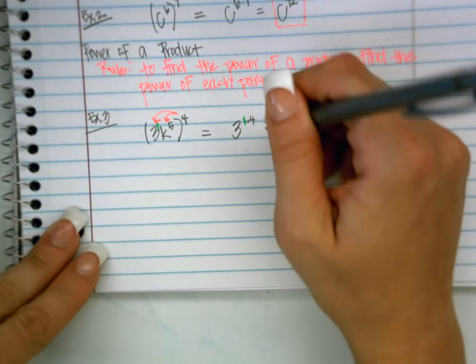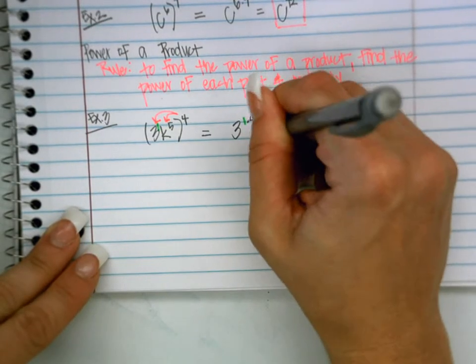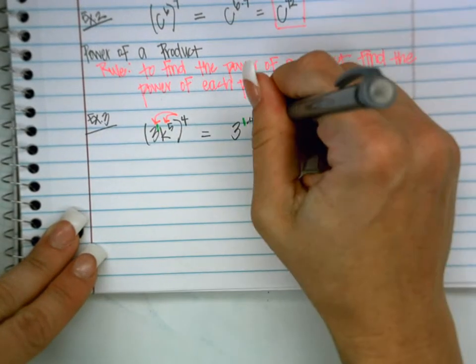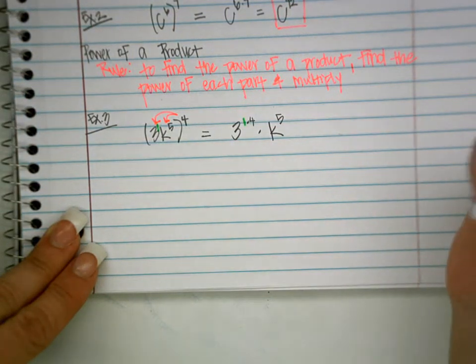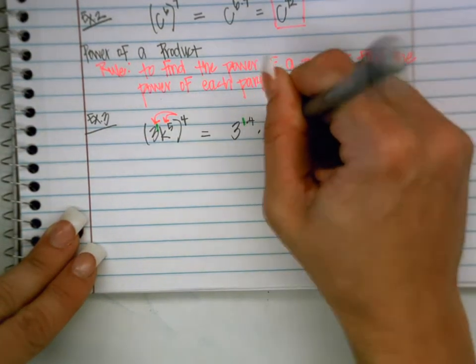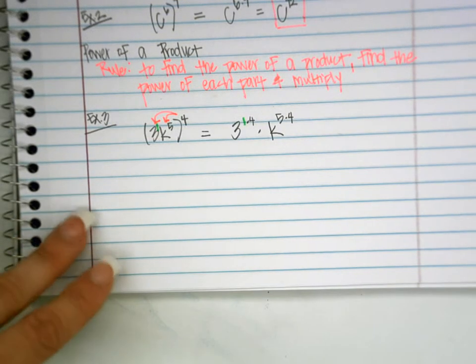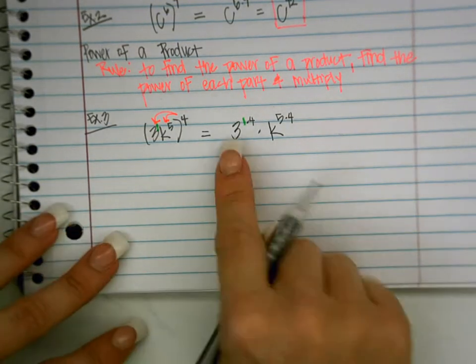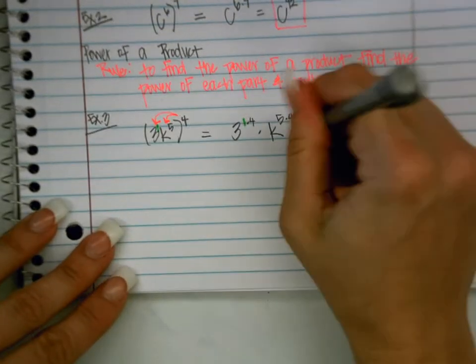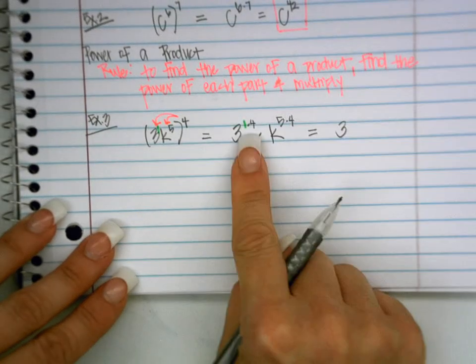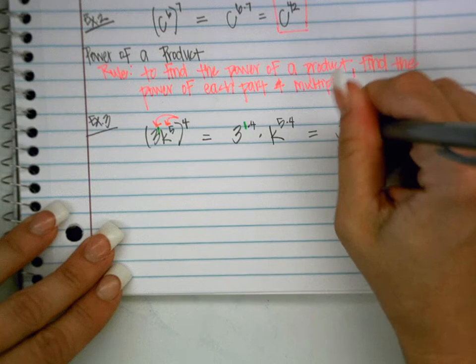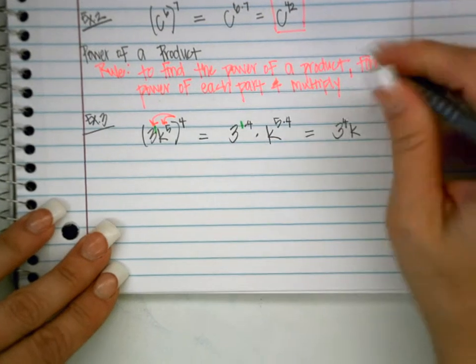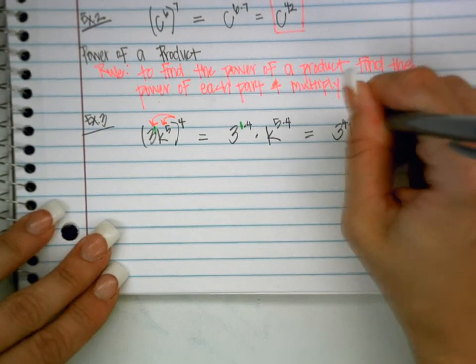Now for the K, it's 5. And what do I do with the 4 that was on the outside? Do I add it or multiply it? Multiply it. Anytime we're doing power to a power, you multiply the exponents. Now I can simplify. What does this become? 3 to the what power? 1 times 4 is 4. And K to the what power? 20th power.